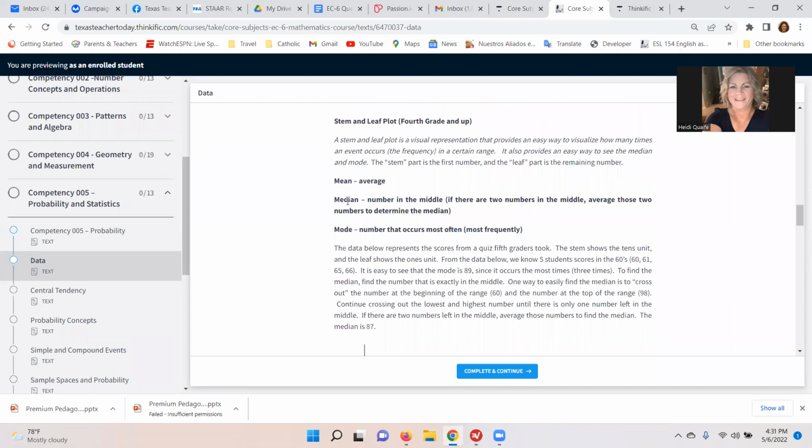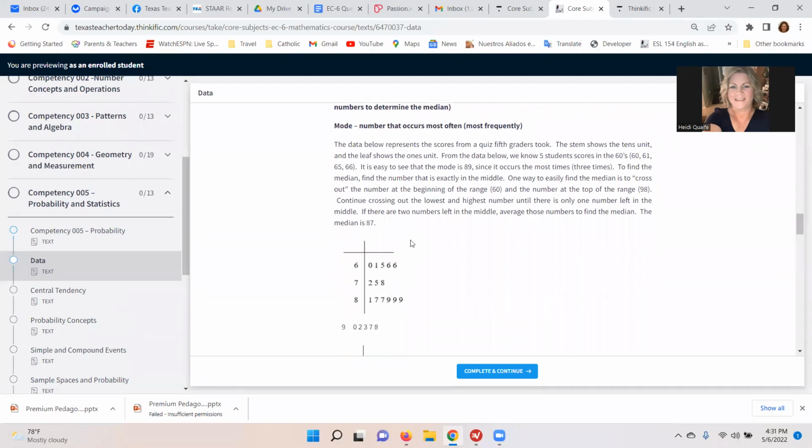So mean is average, median is the number in the middle, and if there's two numbers in the middle, then we average those, and mode is the number that occurs the most often. So we can quickly look at this and see the mode would be 89, right? Because that appears 3 times, whereas 87 is only twice and 66 is only twice. So the mode we can tell just by a quick glance.